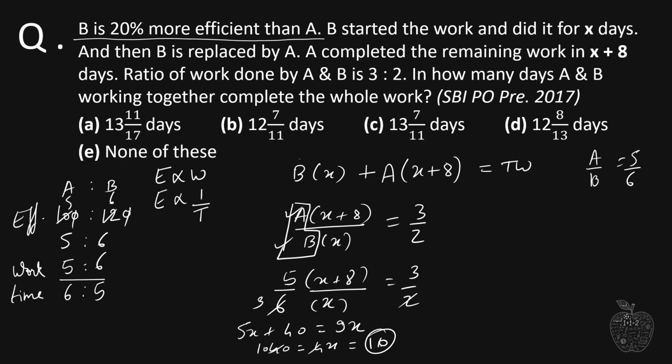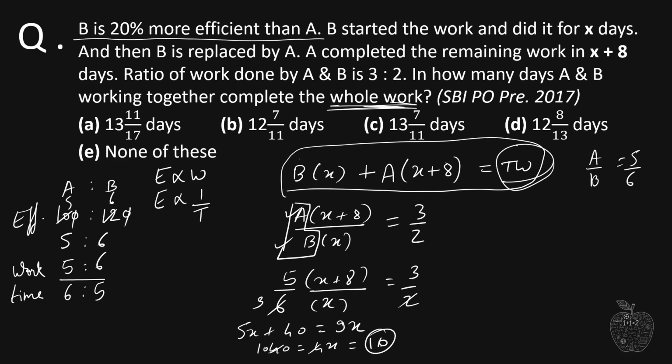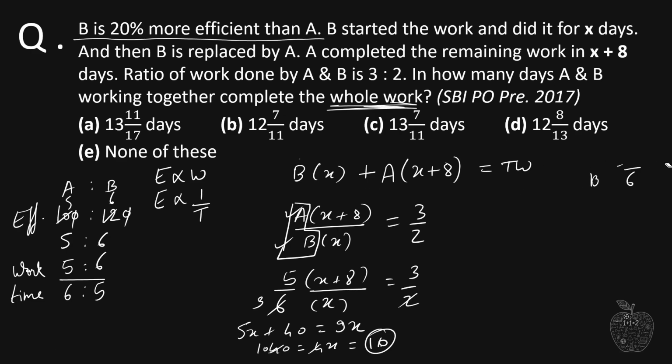Now the question is asking us, in how many days will A and B working together complete the whole work, but we don't know what the whole work is. But from this equation we can calculate the total work, and then we can calculate how many days A and B take to complete that work. So let's calculate the total work first.